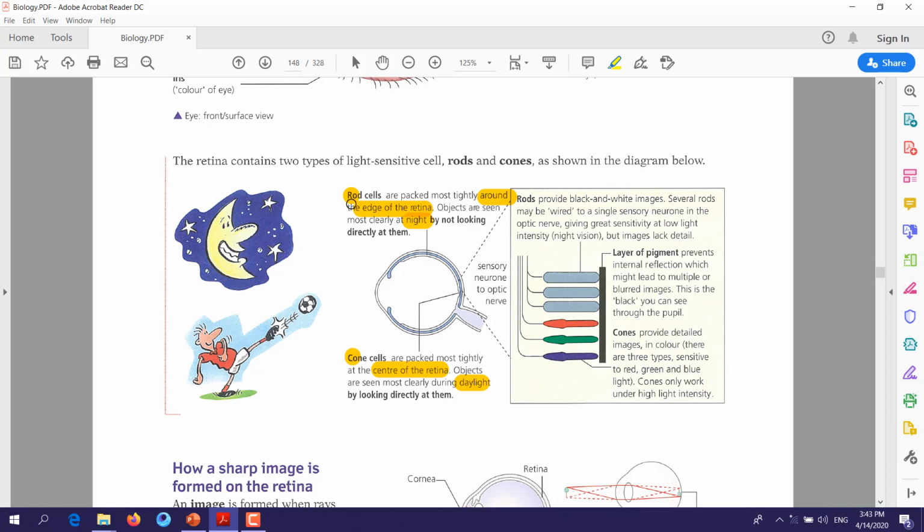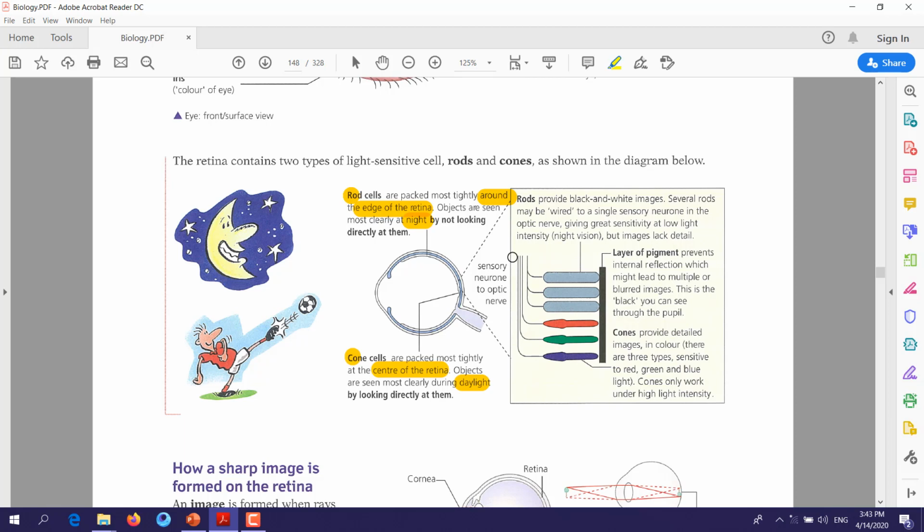Again, rod cells, we can find them around the edge of the retina, while cone cells, we can find them in the center of the retina. With rod cells, objects are seen most clearly at night. With cone cells, objects will be seen more clearly during the day.